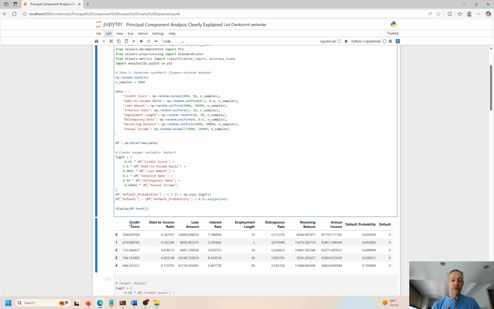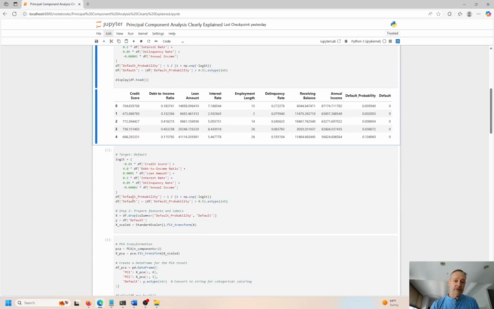And then we're going to create our own default probability, right? This is a calculated or derived column, and then we're going to try to predict defaults, right? Given all this information that we're feeding into the algo. So I'm going to go ahead and run it, create the data frame, so that looks good.